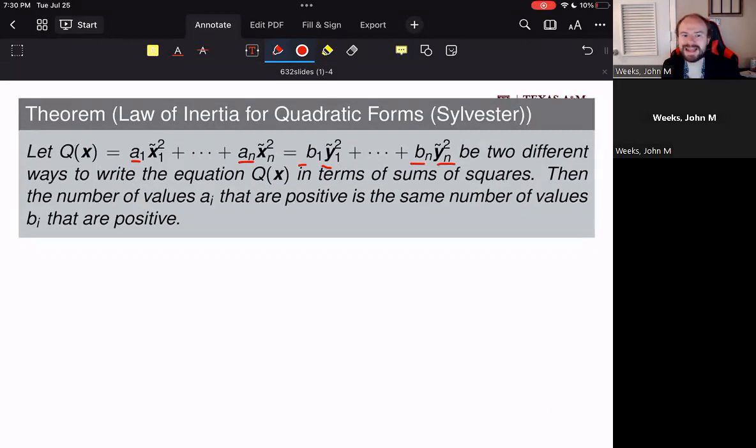Let's say that you could write this quadratic form in 2 ways, in terms of different sums of squares. Then something that is always going to be true is this: the number of values in a sub i that are positive is the same as the number of values in b sub i that are positive. That the coefficients out front, the number of which that are positive in either way of writing this quadratic form as the sum of squares, is the same.